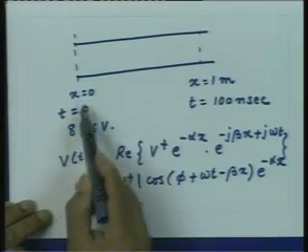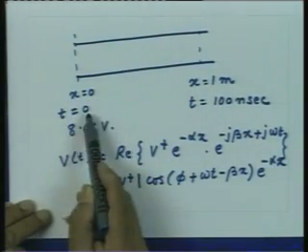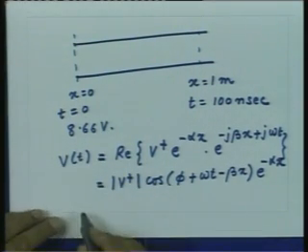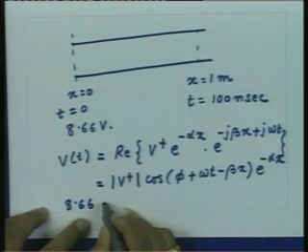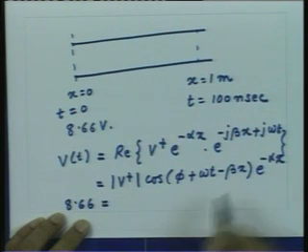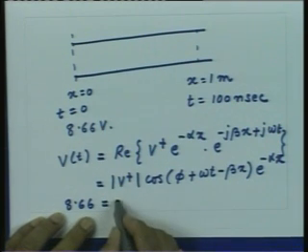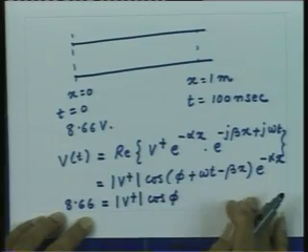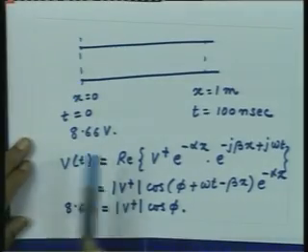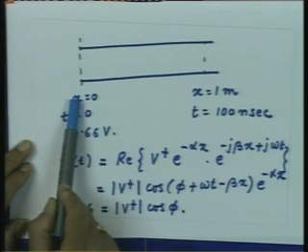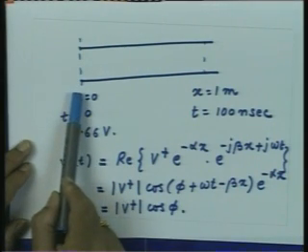Now, substituting the given condition that at x equal to 0, t equal to 0, the voltage is 8.66, I get 8.66 equal to v plus cos of phi, since the other terms go away. Without knowing the initial phase at this location, I cannot solve the problem. One possibility is to assume that this quantity has 0 phase. However, in general this phase might not be 0.